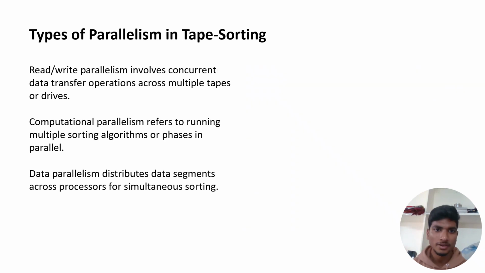Types of parallelism in tape sorting. Read and write parallelism involves concurrent data transfer operations across multiple tape drives. Computational parallelism refers to running multiple sorting algorithms or phases in parallel. Data parallelism distributes data segments across processors for simultaneous sorting.